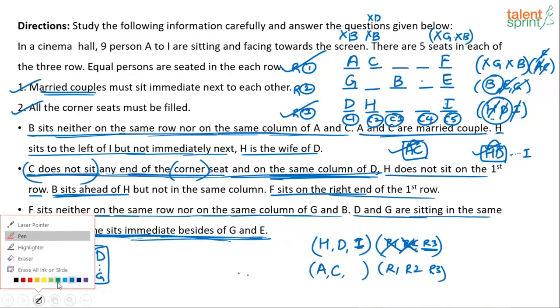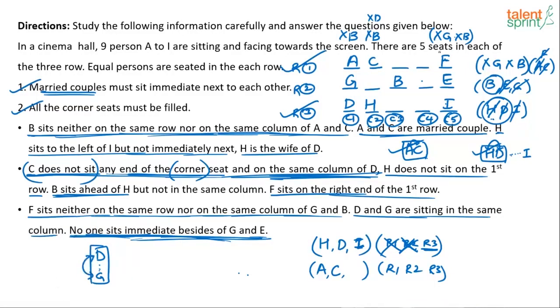It's a completely different type of puzzle. There are 3 rows of 5 seats each. In each row there are only 3 persons. So it should be like this. In row number 1 we have A, C, dash, dash, F. Row number 2 is also done, by the way. We have got G, dash, B, dash, E. In row number 3 we have got D, H, dash, dash, I.